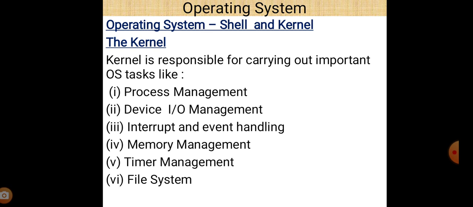And then interrupt and event handling. Different events occur in a computer system, and which event is executed first and which later is also decided by the kernel. An interrupt is basically a request sent by different devices to the operating system for a resource requirement or for execution of a particular process or event. That is called the interrupt.